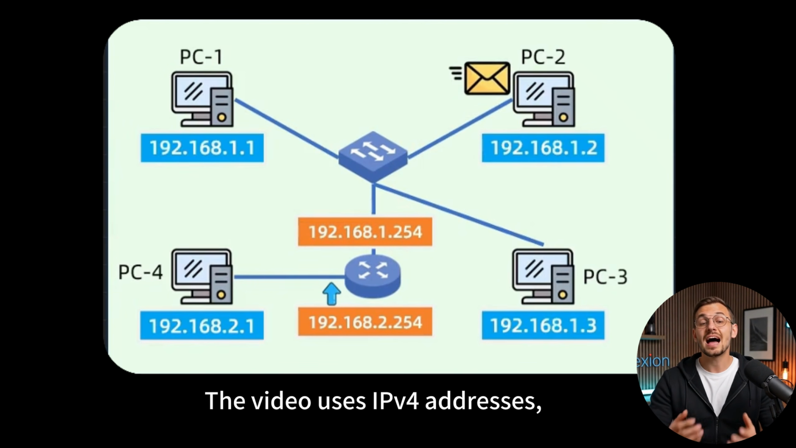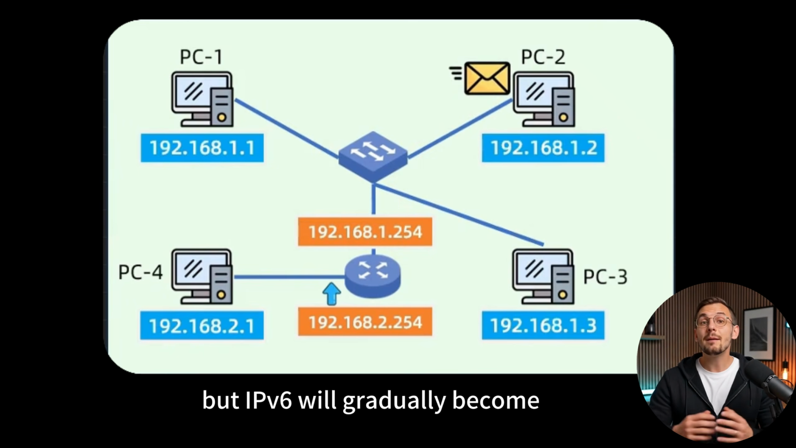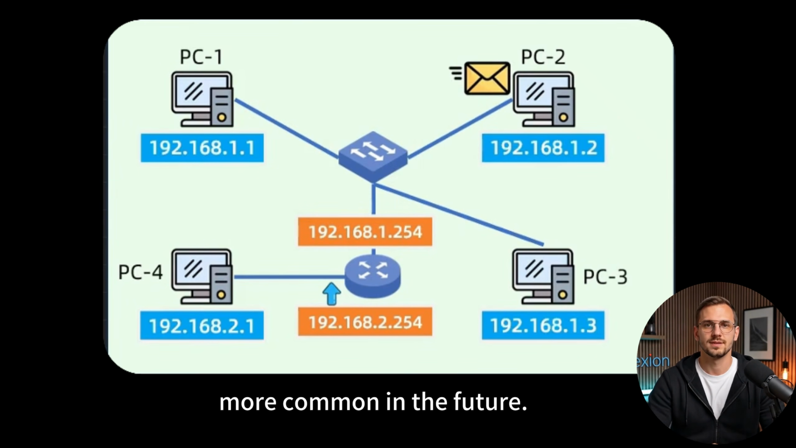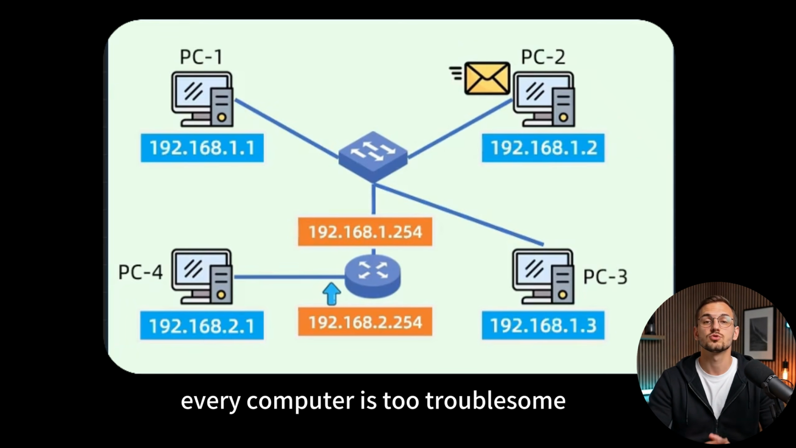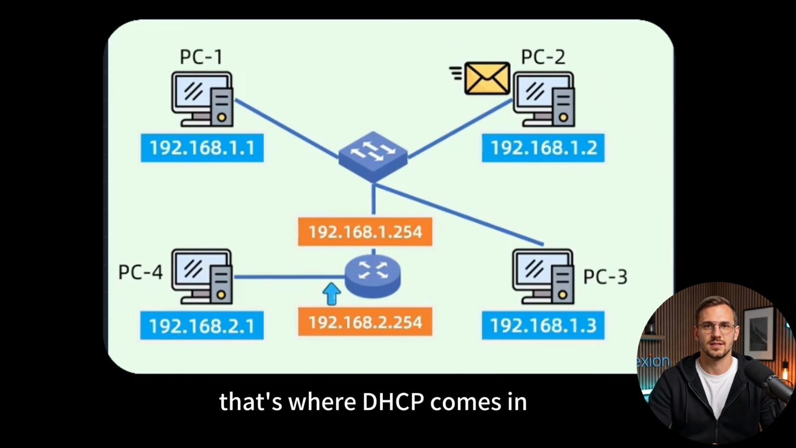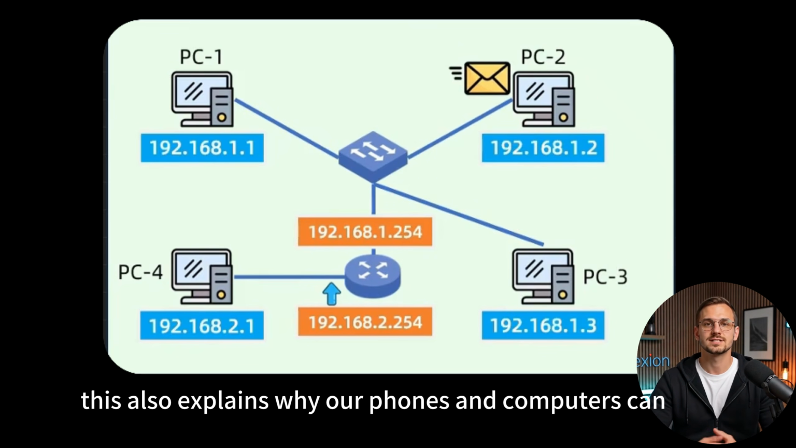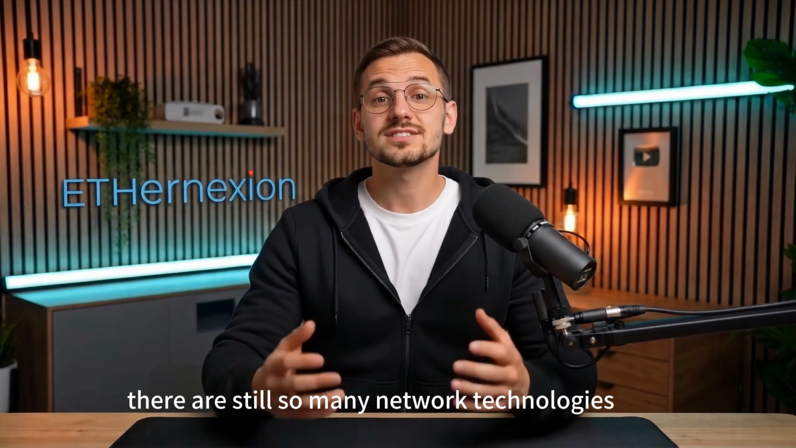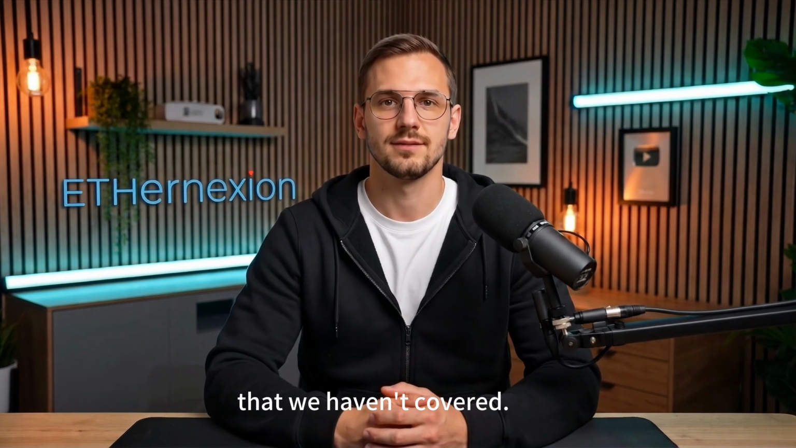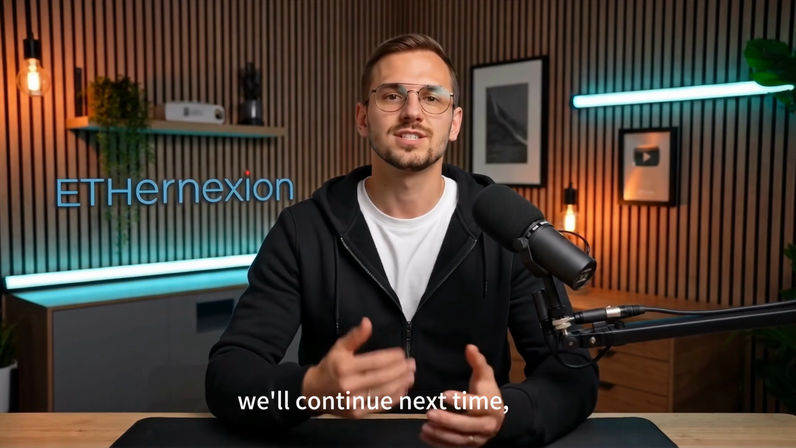The video uses IPv4 addresses, but IPv6 will gradually become more common in the future. If you feel that configuring an IP for every computer is too troublesome, that's where DHCP comes in. This also explains why our phones and computers can be used as soon as they connect to a router. Of course, there are still so many network technologies that we haven't covered. If you're interested, we'll continue next time.